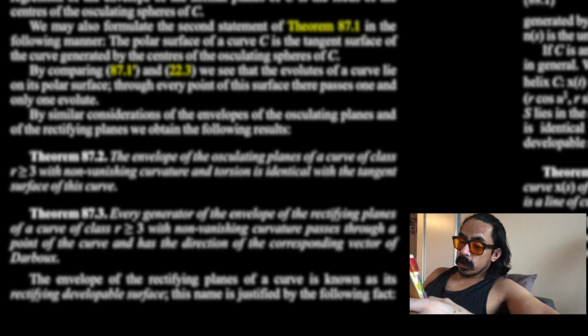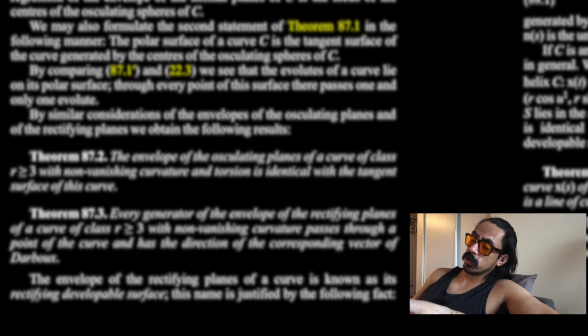We may also formulate the second statement of theorem 87.1 in the following manner. The polar surface of a curve capital C is the tangent surface of the curve generated by the centers of the osculating spheres of capital C.